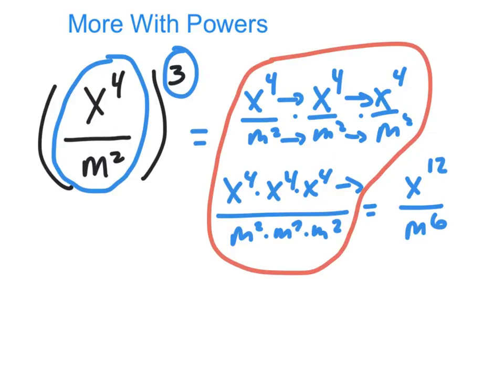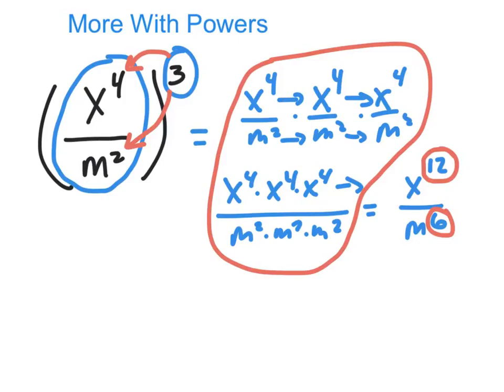And just like with the power of a product, what we realize is all we really did is apply this power to the numerator and to the denominator. We did a power on a power for x to the fourth to the third power. We multiply 3 and 4 together and we get 12. We did a power on a power for m squared to the third power. 3 times 2 is 6. We get m to the 6th.